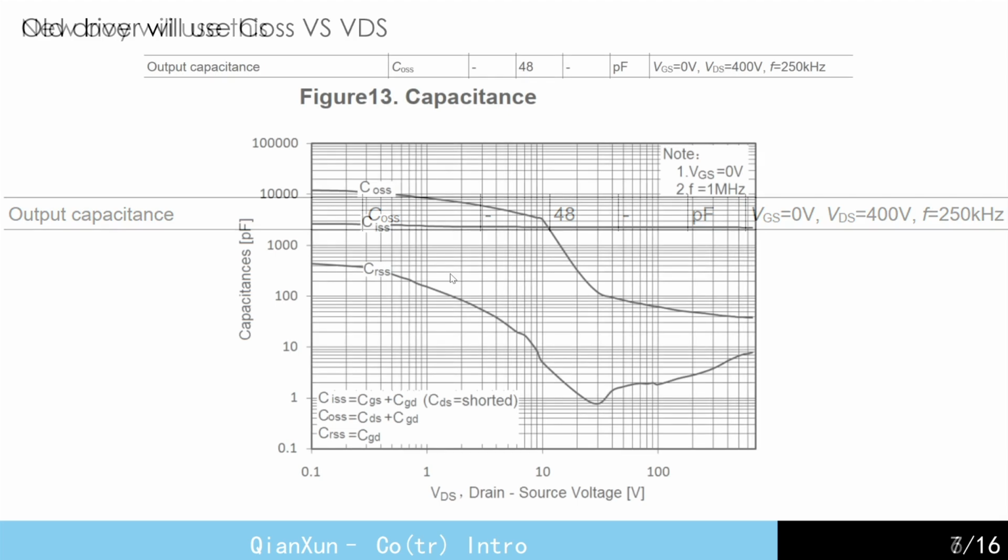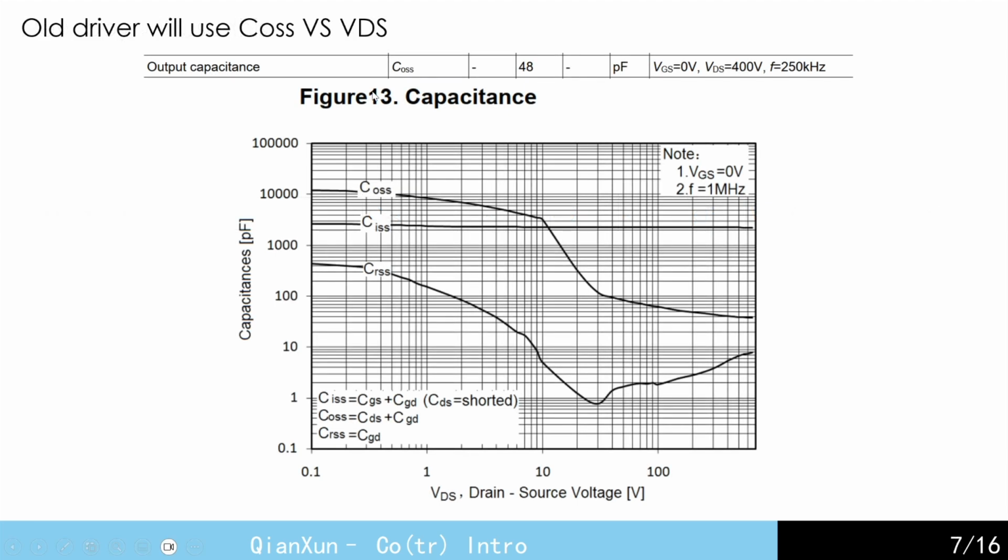Turning to the curve, we can see that the COSS of a MOSFET is highly nonlinear. As the VDS voltage falls from 400 volts to 0, the junction capacitance inside the device can surge by more than 100 times. If you use the static point at 400 volts to calculate the discharge time over the entire dead time, the theoretical value can differ from the actual value by several times. So how do we solve this nonlinearity problem?